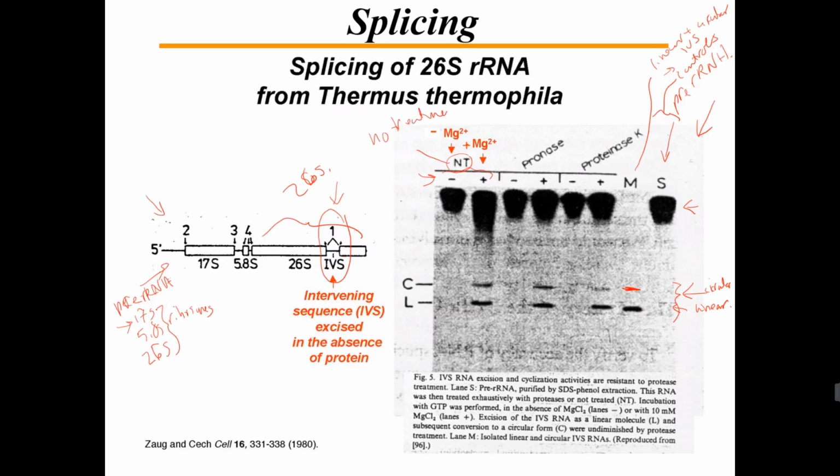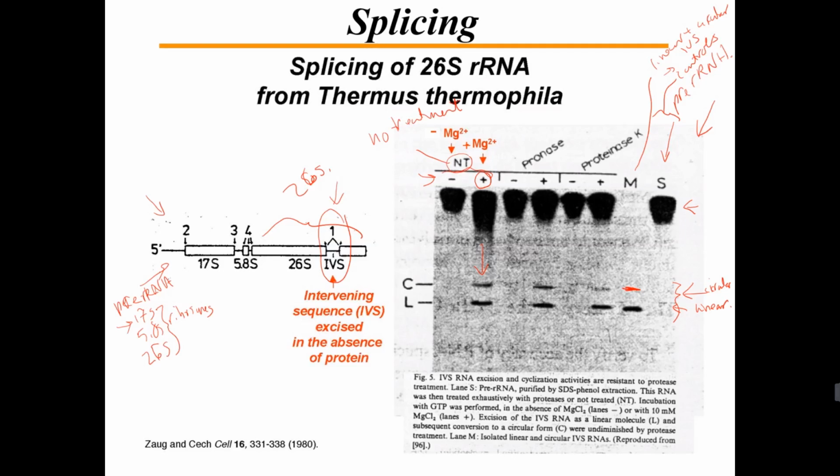We can see that only in the presence of magnesium do we actually get the circular and linear forms of the IVS appearing on the blot. So that was very critical, that established the role of magnesium in the IVS and being able to carry out the catalytic function of creating both the circular and linear form of the intron. So the self-splicing of it from that pre-rRNA transcript.